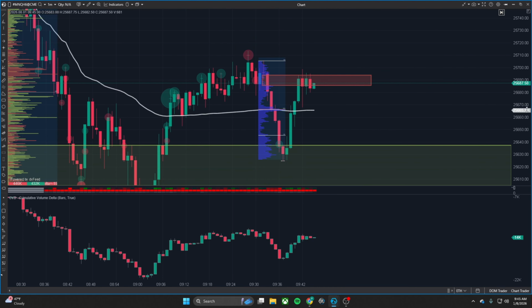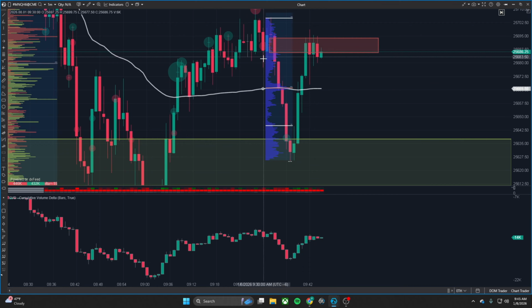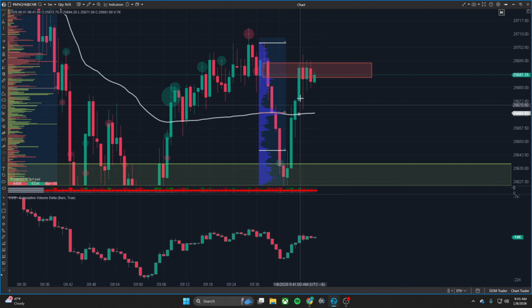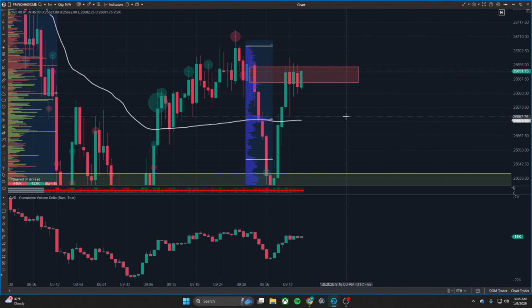Or is this another balance zone? Came out of balance here. Came back into balance. This could be the breakout trade. This is our retrace. Either way, it's going to play out short, whether we took the continuation trade or the breakout. All we need to see is an aggressive seller stepping in.